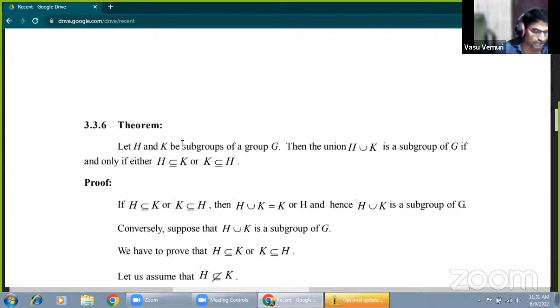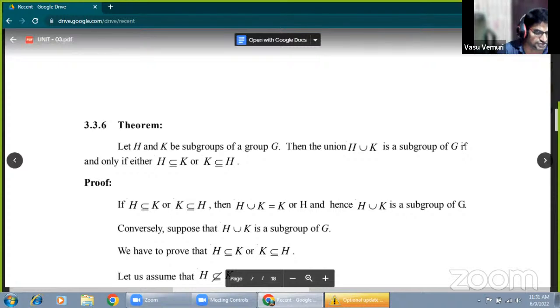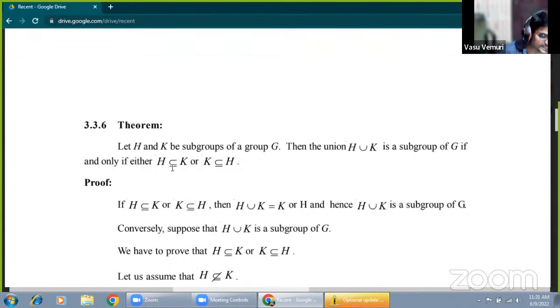That's enough. Now, in symbols: let H and K be any two subgroups. The union of the subgroups means H union K. This is also one of the binary operations, or a set symbol. H union K is a subgroup of G if and only if either H is contained in or equal to K, or K is contained in or equal to H. That's enough. Now, one is contained in the other.